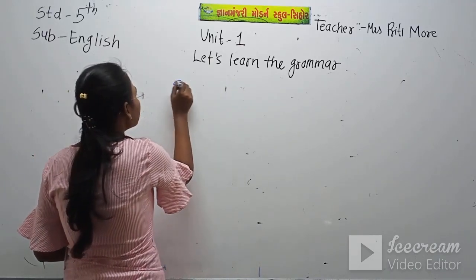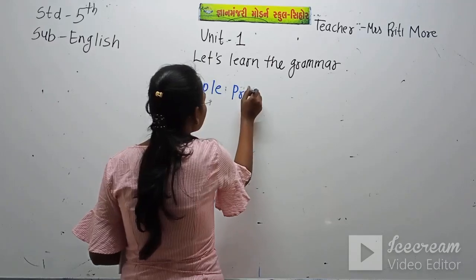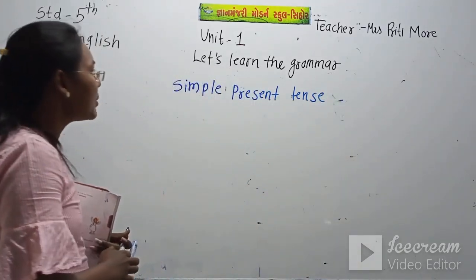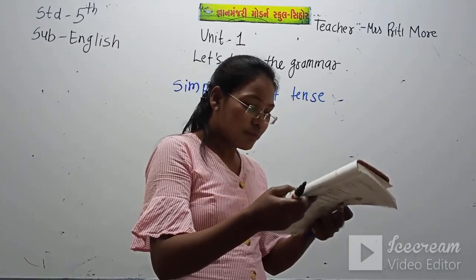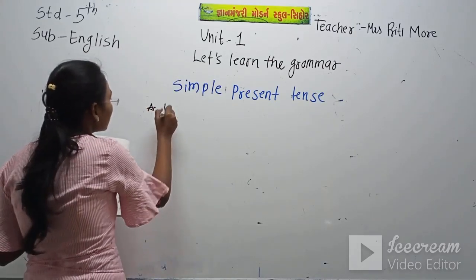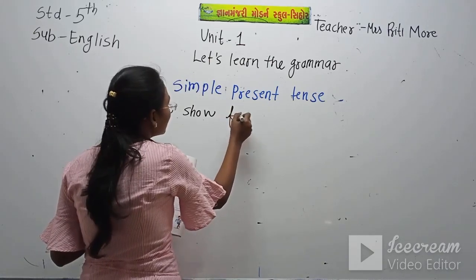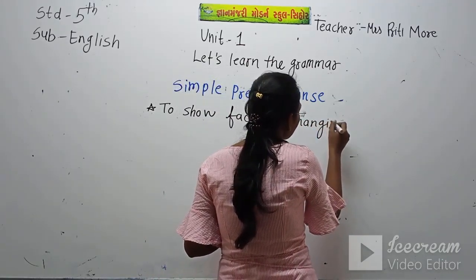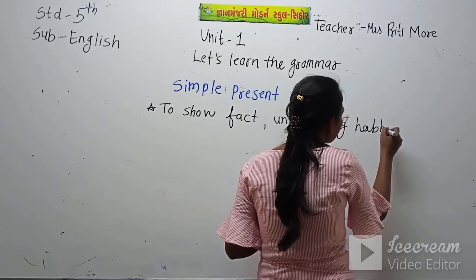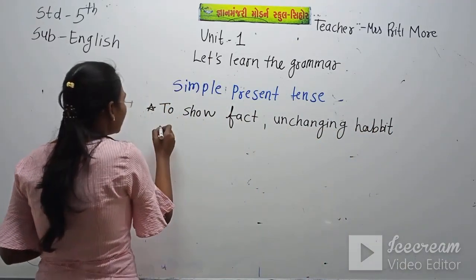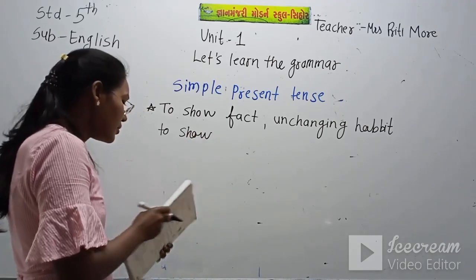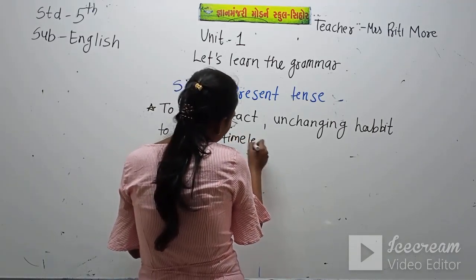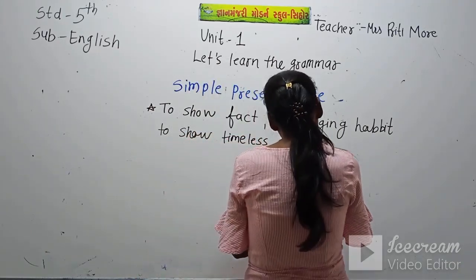So when do we use simple present tense? We use simple present tense to show the fact, to show a fact, an unchanging situation, an unchanging habit, and to show a universal truth, a timeless and universal statement.